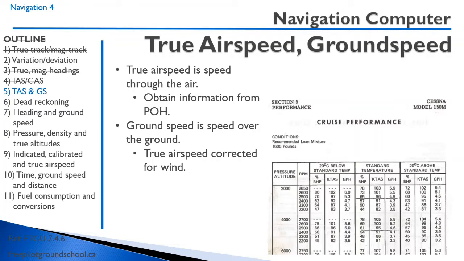So let's just review this. We covered this in flight operations a few lessons back. Say we're planning to cruise at 4,000 feet. We want to have 2,400 RPM. We go, and it's standard temperature, across at 91 knots. So the true airspeed we can plan on is 91 knots in cruise.